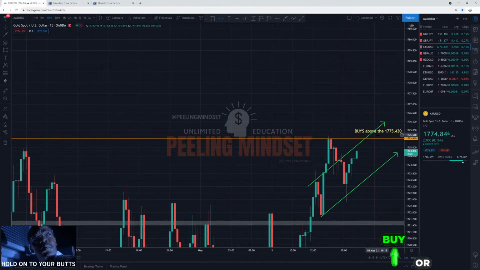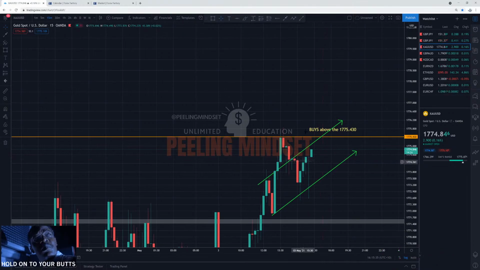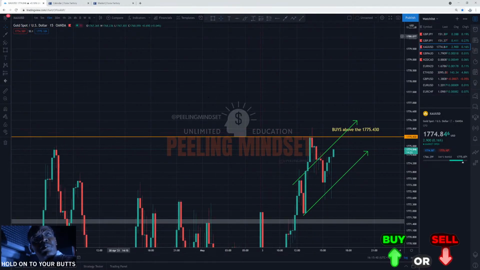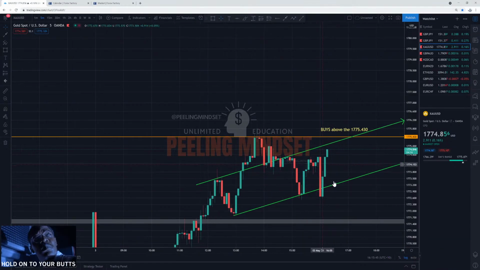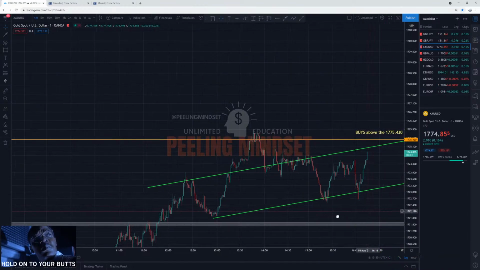So what I'm going to do is wait for this 1775, 430 level to break, and then I'm going to anticipate price to further move up, wait for a retest or something, and then take a position then. Until then, the price is actually behaving in the channel, so that's good.